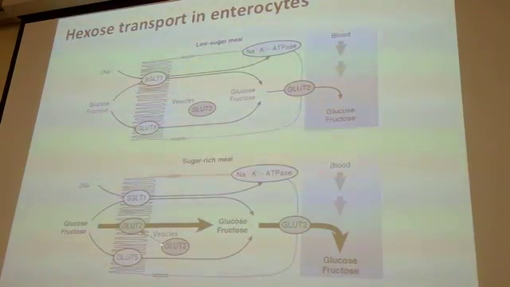under high sugar conditions is trafficked to the apical membrane. SGLT1 is still working, but it becomes saturated very quickly, right? It has a low Vmax. So under these high conditions, GLUT2 can mediate uptake of glucose and fructose, and then it can go down its concentration gradient into the blood.